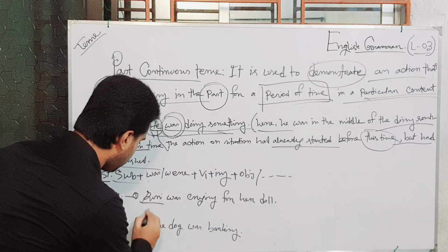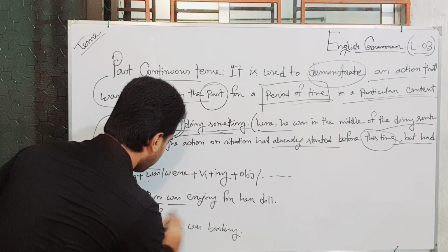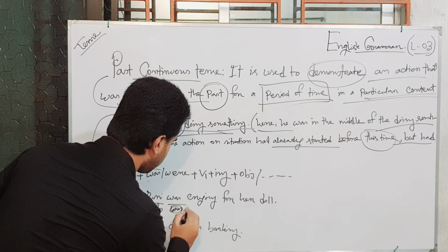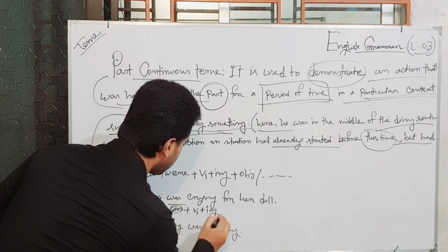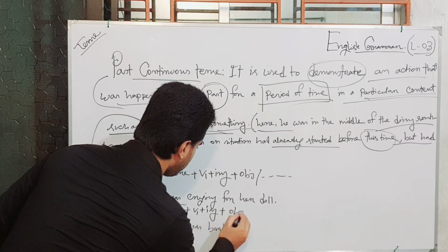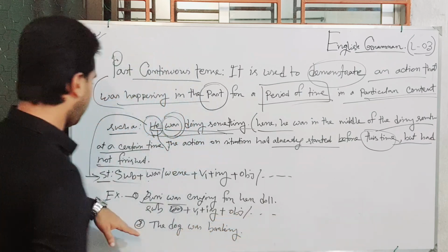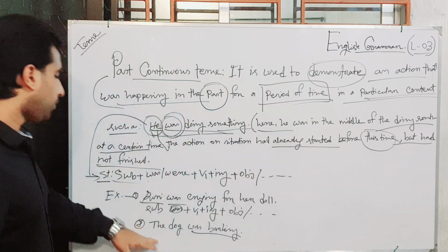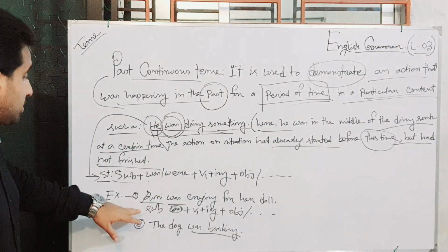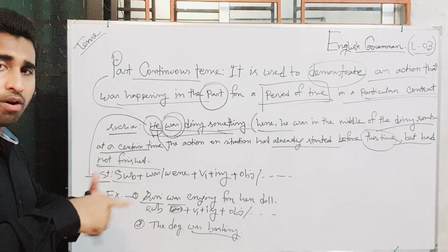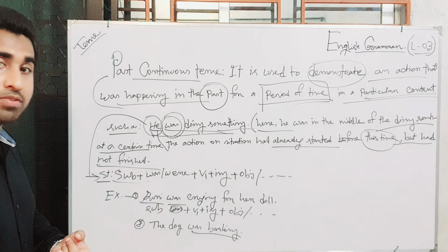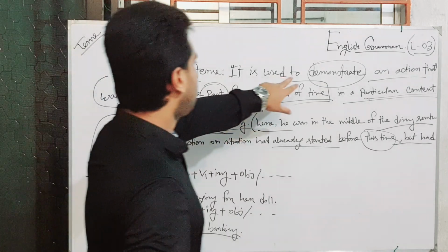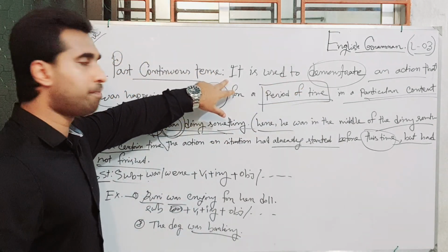Rooney, subject, was, auxiliary verb, plus V1 plus ing plus object or other words. Another one is: the dog was barking. In such sentences the statement is going on in the past, but we don't know more about it. So the definition must be followed.